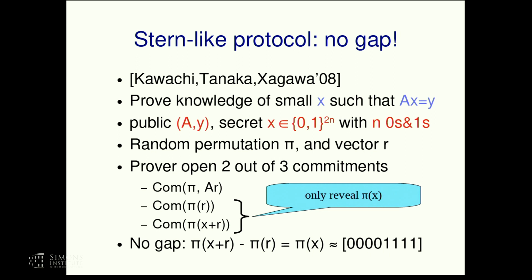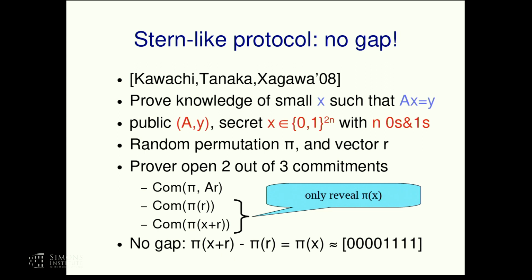And the proof system works by the prover committing to 3 different messages that are built from a random permutation, a permutation of the coordinates of your vectors, and a random vector R, which is given as an alternative secret. It's not the error vector that you want to prove is short, it's a randomly chosen value R. Then it also commits to a permutation of R, and it commits to a permutation of X plus R.